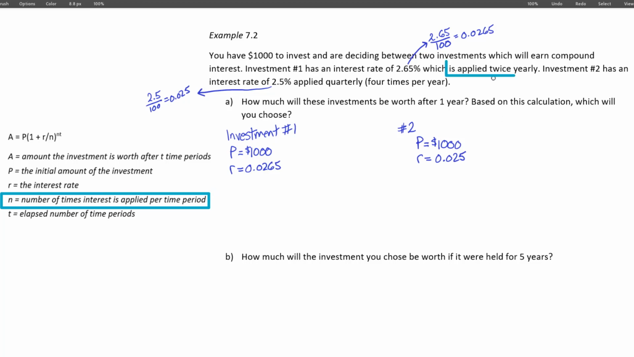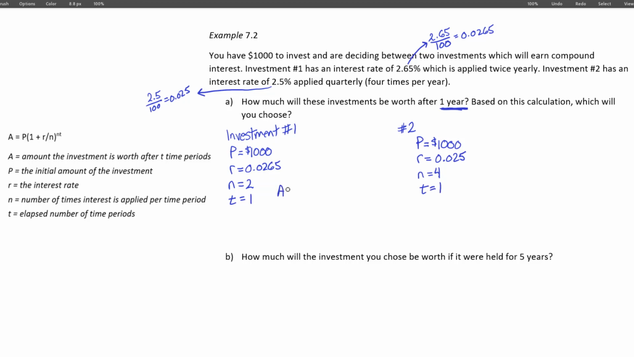Investment number 1 has interest applied twice yearly, so N equals 2 times per time period, whereas investment number 2 has interest applied quarterly, that's 4 times per year, so N equals 4. For both investments, we are asked how much it is going to be worth at the end of 1 year. 1 year is the time period in which this interest is compounded. In both of these calculations, the number of time periods we want to make the calculation for is 1, because it's 1 year later we want to know what these investments will be worth.